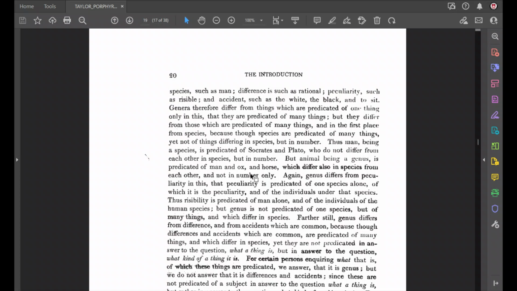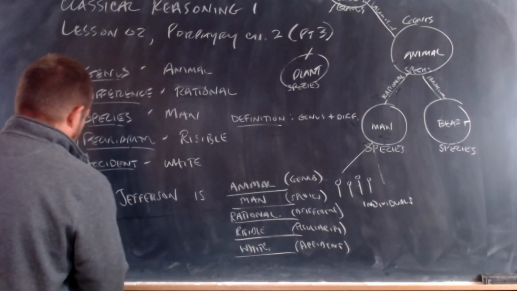We pick up with the sentence, genera, therefore. You see that sentence? Genera, therefore, differ from things which are predicated of one thing only in this. They are predicated of many things. Pretty simple. So I'm going to erase the board, and we're going to get started with the next section.